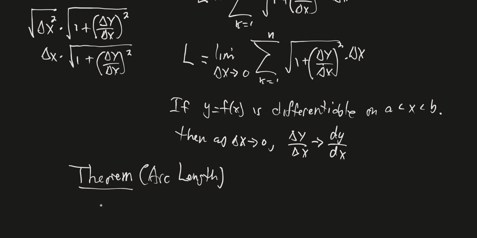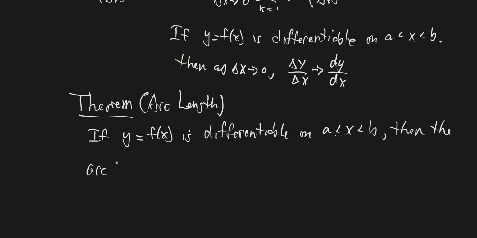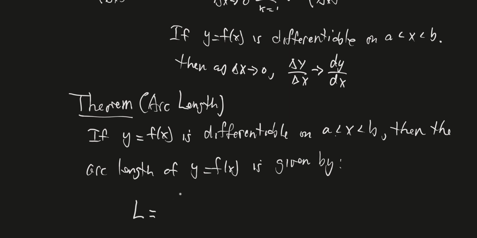Right? And what it says is this. So if y equals f of x is differentiable, right, on this open interval, I keep writing the endpoint, but on the open interval a to b, then the arc length, right, the arc length of y equals f of x is given by, right, and we'll use L for length, and it's the integral. So what's going to happen is, in fact, let me write it down.